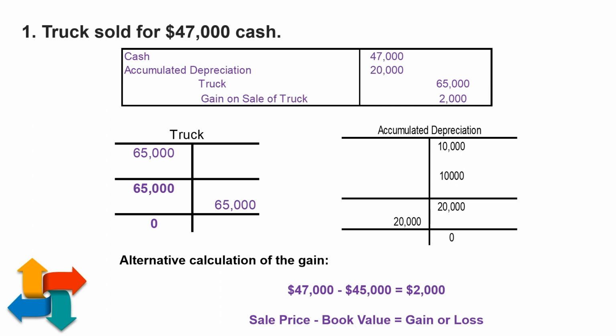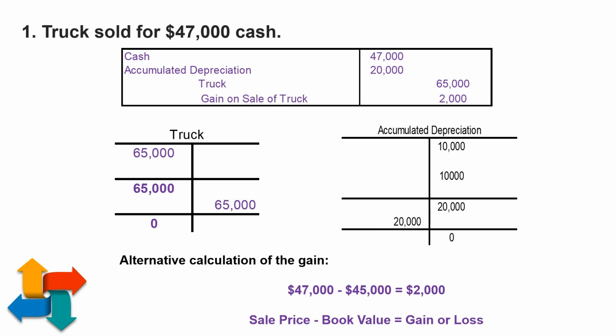If we've been keeping track of that and we have now a credit balance in the contra-asset account, accumulated depreciation, we need to remove that from our books because we no longer own this truck anymore. We're going to get rid of the asset and therefore the contra-asset. We need to debit accumulated depreciation as we sell the truck.